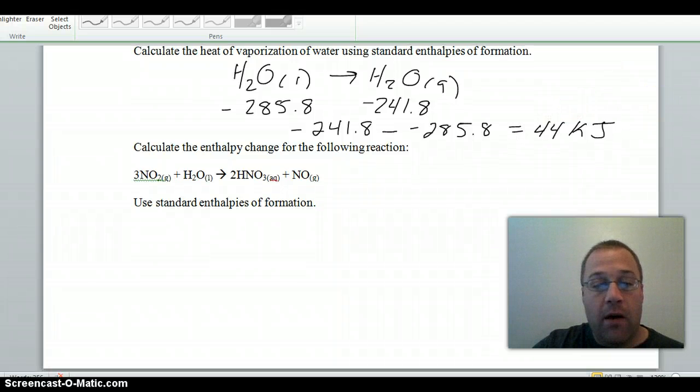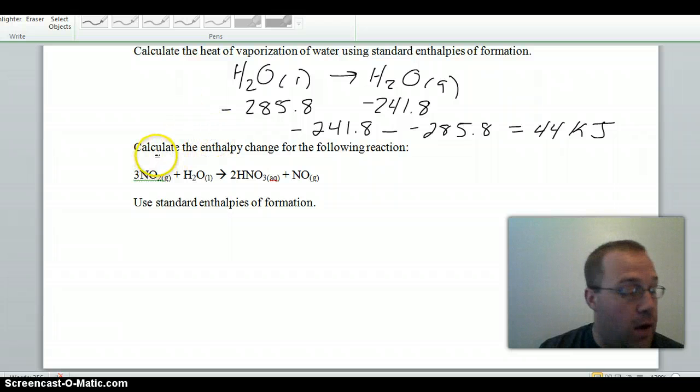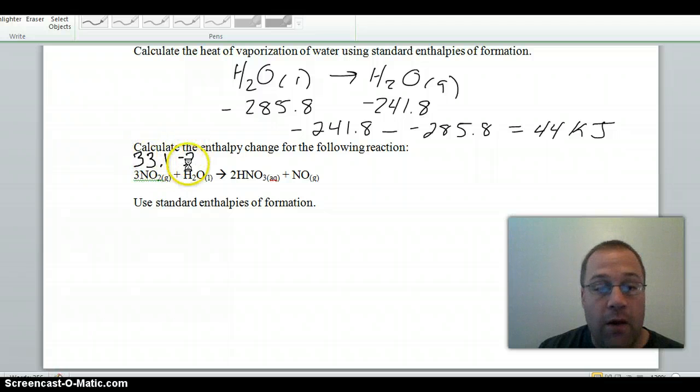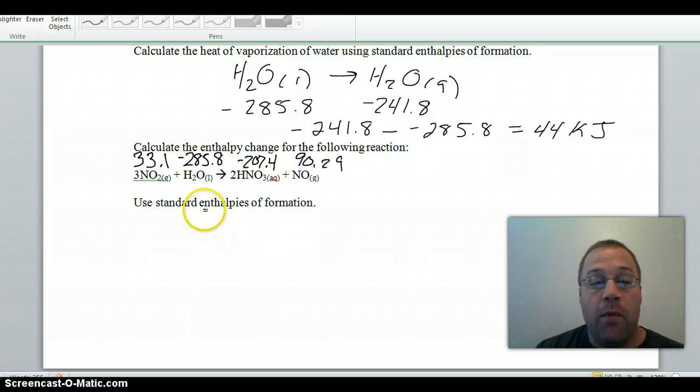For the final thing here, we have an equation given to us, and you're going to have to go look up these values. Obviously, I did this for you, so this is 33.1. You went and looked it up. This is -285.8, same as it was in the example above. This is -207.4, and this is 90.29. So sum of the products minus sum of the reactants, and you remember the N and the M, you're going to multiply it by how many there are in the balanced equation.